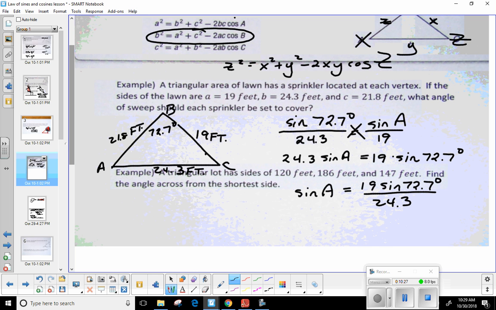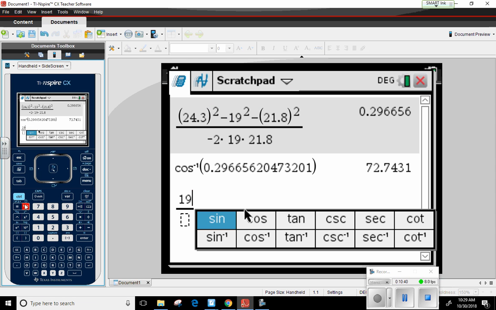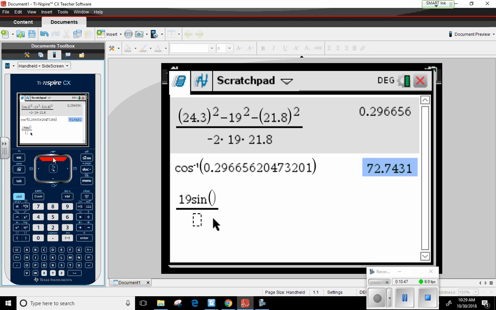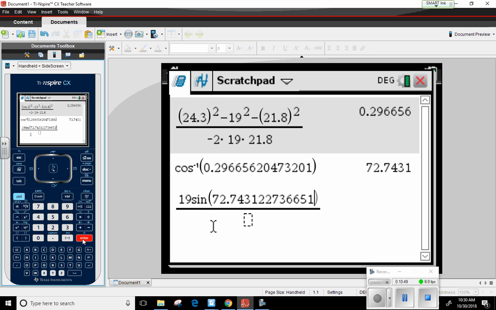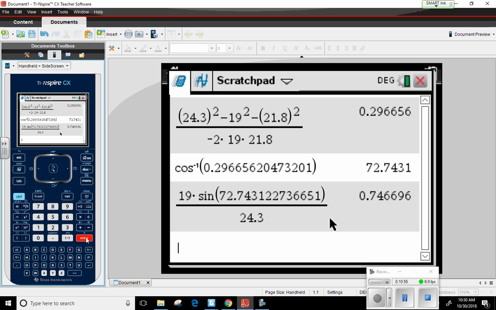Okay. So again, now that I've manipulated it to a certain point, I just plug that expression in the calculator. So let's see what that ends up being. Control divide. We have the 19 times the sine. And again, I'm not going to use my rounded version. That's 72.7. I'm going to go ahead and plug in that exact value that I previously had. And then this whole thing is divided by 24.3. Okay. Now this is what sine of A should equal.